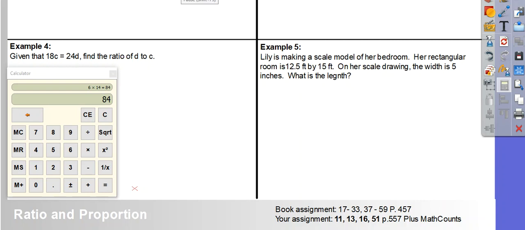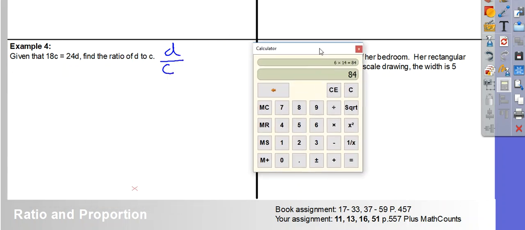Example 4, we have that 18c is equal to 24d. We're trying to find the ratio of d to c. Well, what does d to c mean? Well, that's a ratio, and when I say ratio, immediately my mind thinks fraction. So I know we have d to c, d over c.